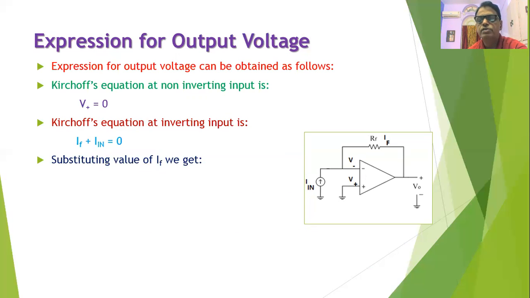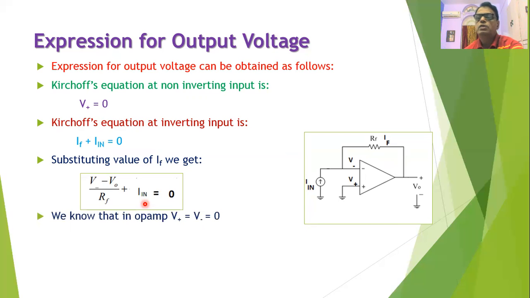We know that IF is the current that is flowing through the resistance RF. At one end of RF, we have the V minus voltage. At the other end of RF, we have the VO voltage. And therefore, we can write (V minus minus VO) divided by RF plus IIN is equal to 0.